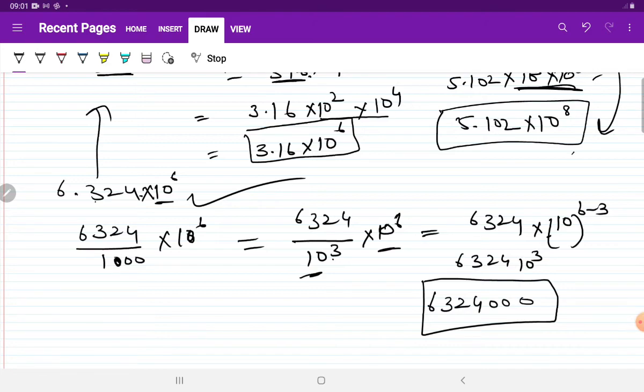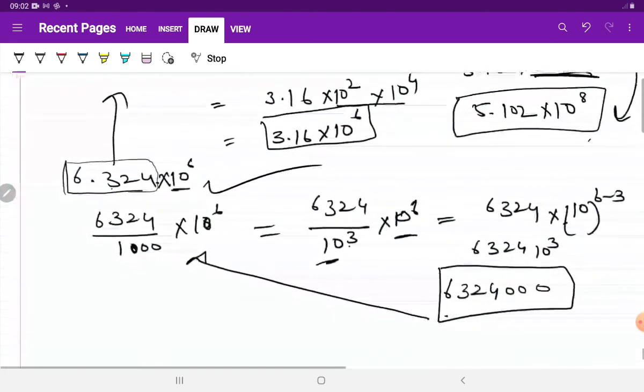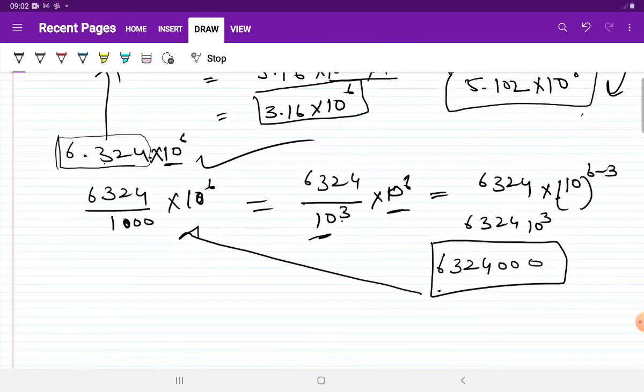Got it? First of all, shift the point, make this number a simple number, remove this decimal, write all the zeros, see how many digits are coming after the decimal, then apply the law. If it is coming in this form, go back like that. Each step you have to go back one by one. So this way you can write any number in expanded form or any number in scientific notation.